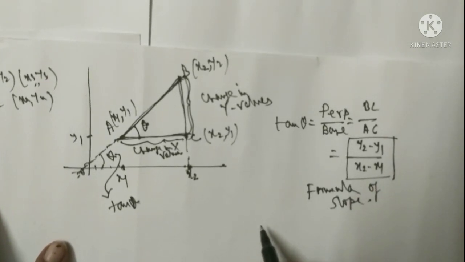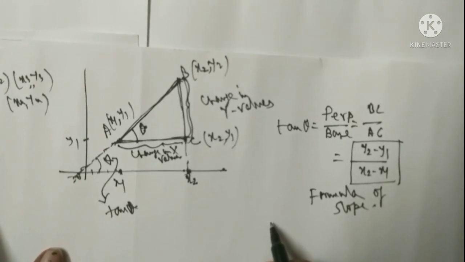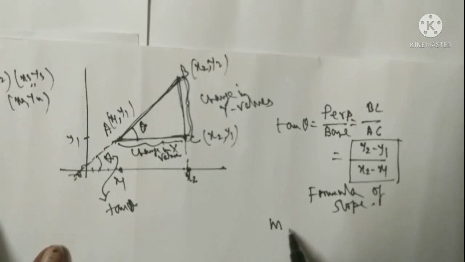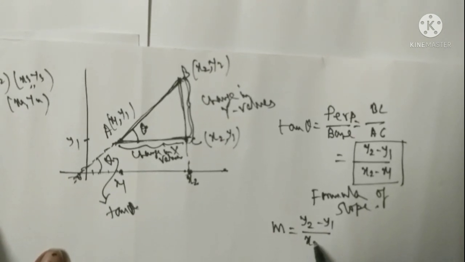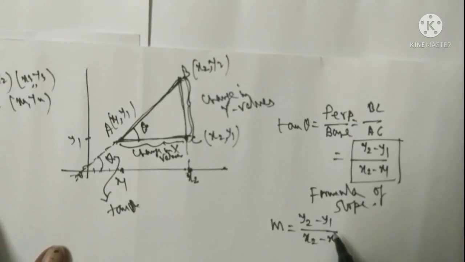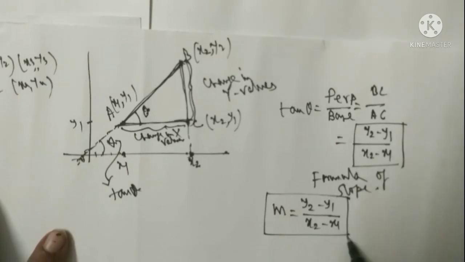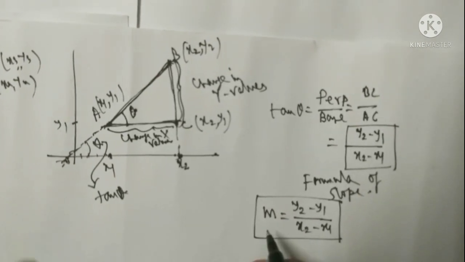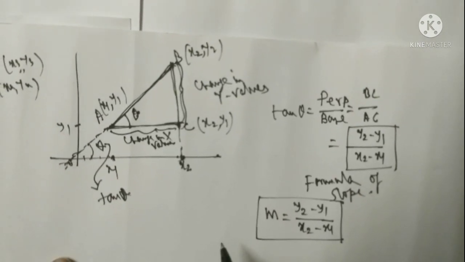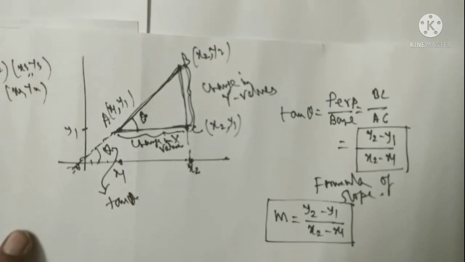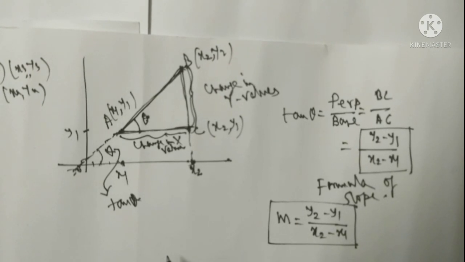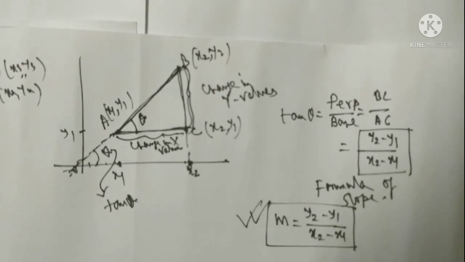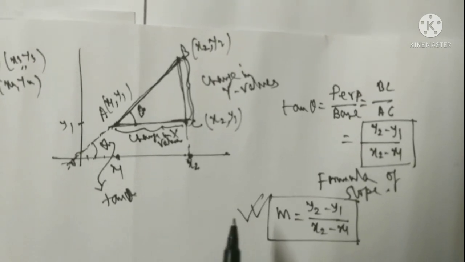In coordinate geometry, the slope is denoted by m, that is y2 minus y1 by x2 minus x1, change in y value by change in x value. This is the formula. Now our matter is that to prove collinearity we use this concept. How does it work?